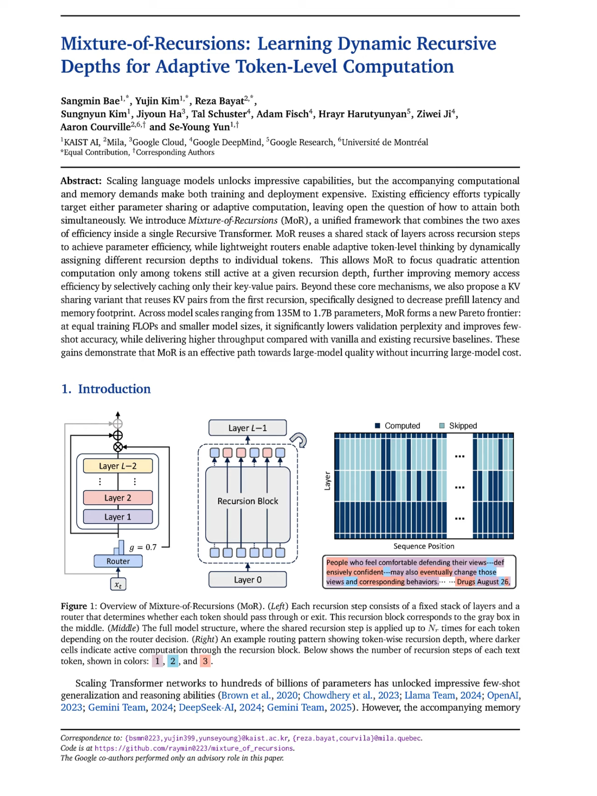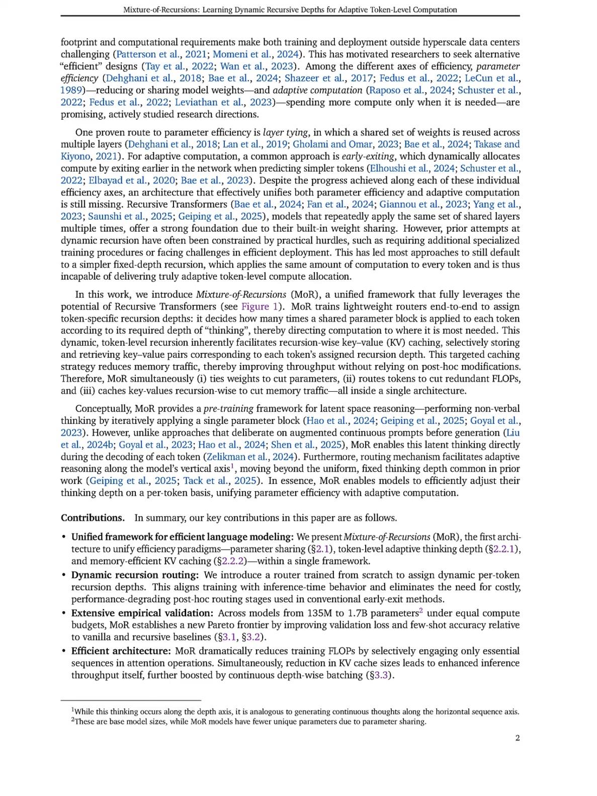Additionally, MoR employs a key-value (KV) caching strategy that selectively stores KV pairs at each recursion depth, enhancing memory efficiency and throughput by ensuring that only relevant tokens are cached and accessed during attention operations. This combination of dynamic routing and efficient caching enables MoR to optimize computation and memory usage effectively, facilitating adaptive reasoning tailored to the complexity of each token.